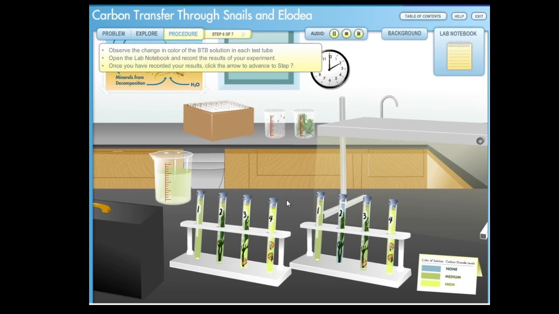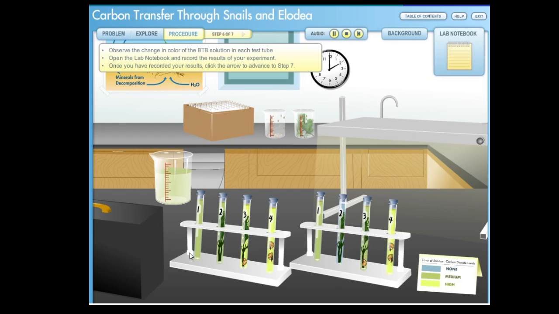So after the 24 hours, we come back and take a look. If we look at the ones in the light first, we see that our control tube did not change. The tube with just plants turned blue. The tube with a balance of plants and snails stayed green, and with just snails, it turned yellow.